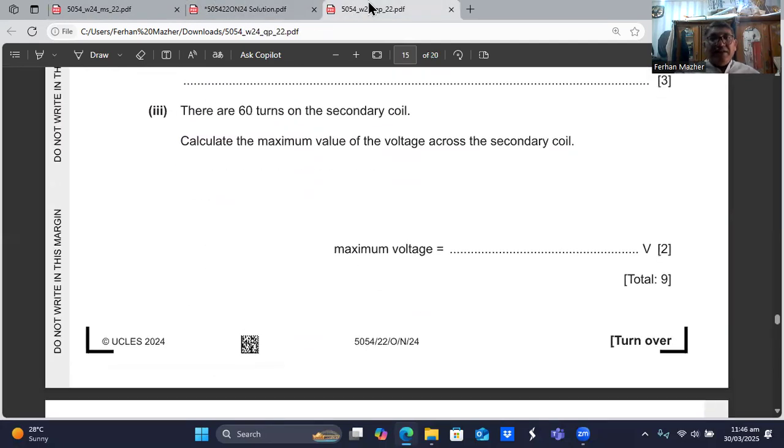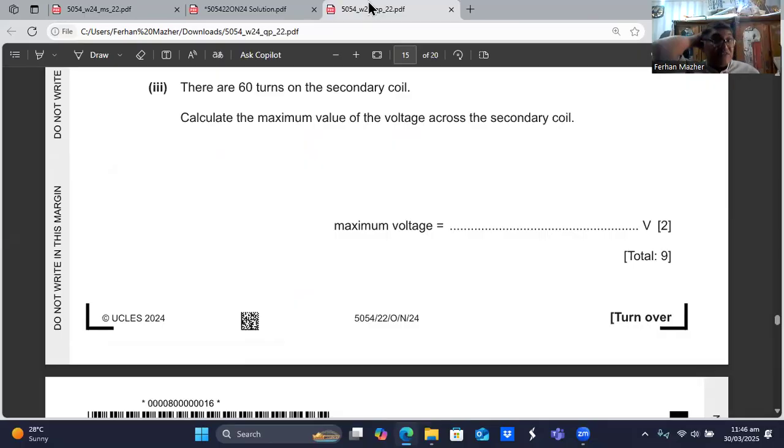Okay. He said there are 60 turns on the secondary coil. There were 750 turns on the primary coil. There are 60 turns on the secondary coil. Calculate the maximum value of the voltage across the secondary coil.